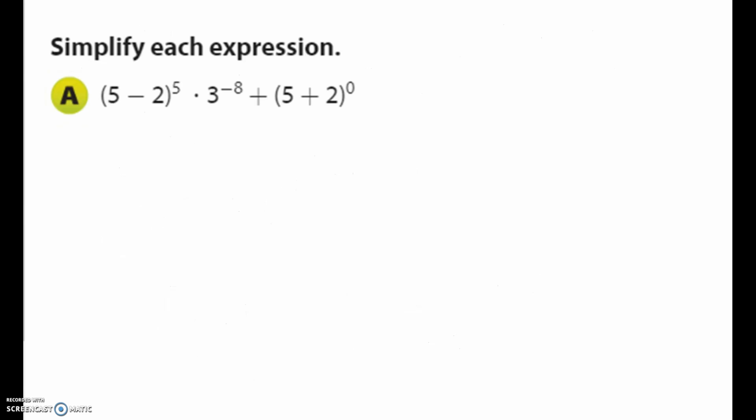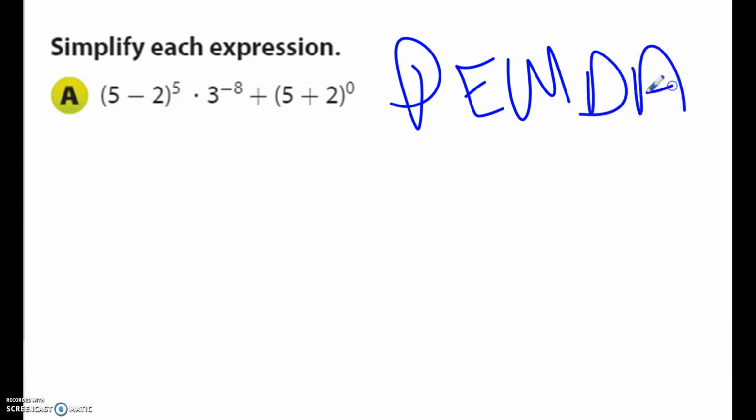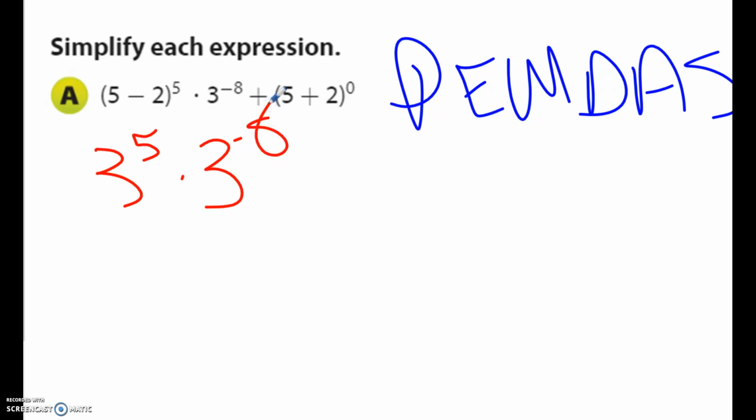Last but not least, we're going to use those rules to help us solve equations easier. Remember PEMDAS. And I'm going to start with my parentheses. So 5 minus 2 is 3. I have 3 to the 5th times 3 to the negative 8th plus 7 to the 0 power. Well, anything to the 0 power we said was 1.